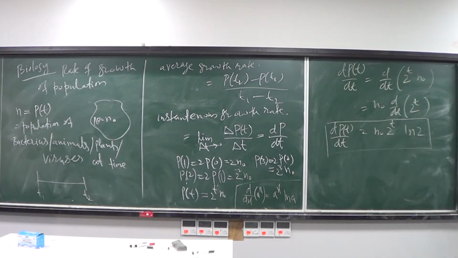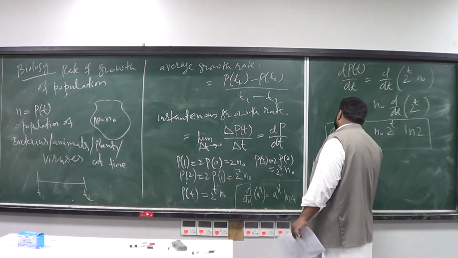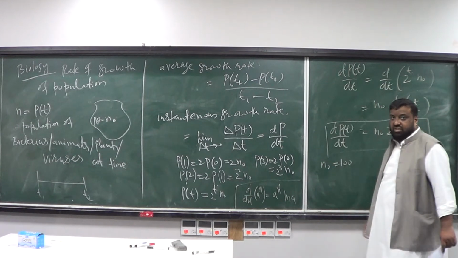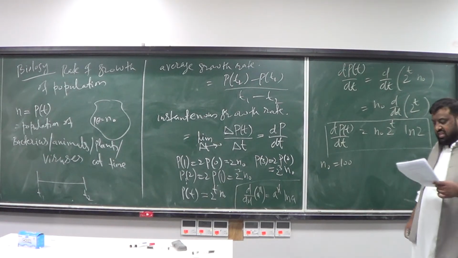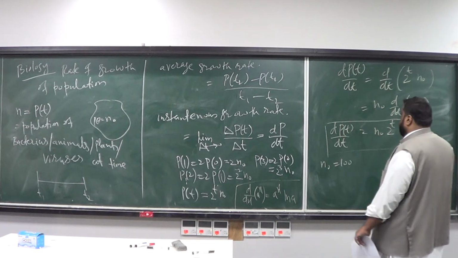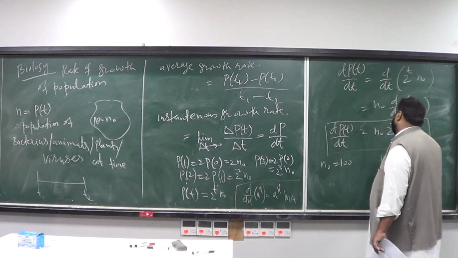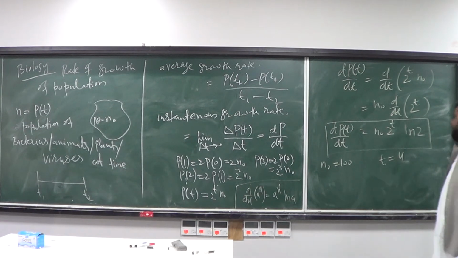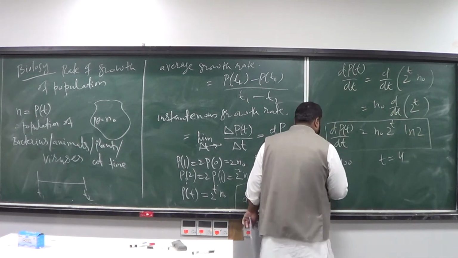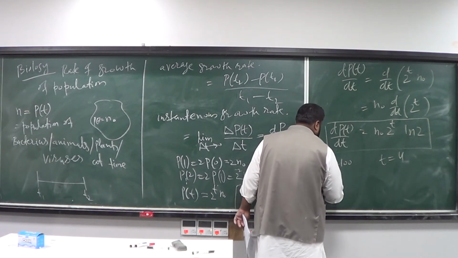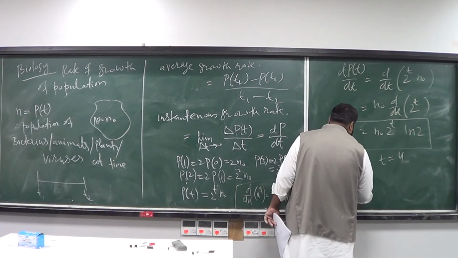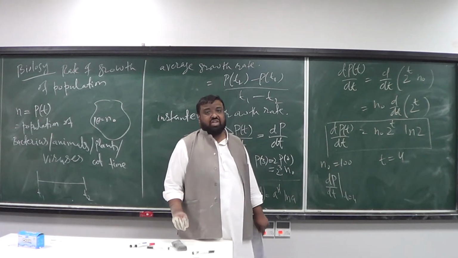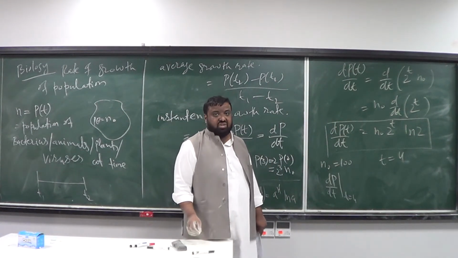Now let's put some numbers and ask some questions actually. So imagine that in the beginning when you started observation there are 100 bacteria. And you want to know the growth of the bacteria after say 4 hours in a culture or in a slide or whatever. So what you need to do, you need to compute. So what does it mean? I want to know how much the population is changing at t equal to 4. What is the rate of change in population after the 4 hours?